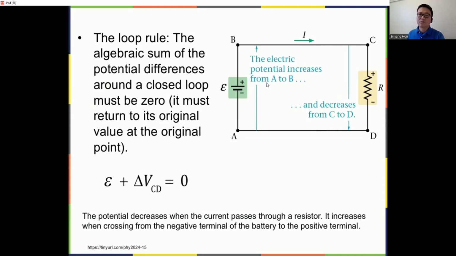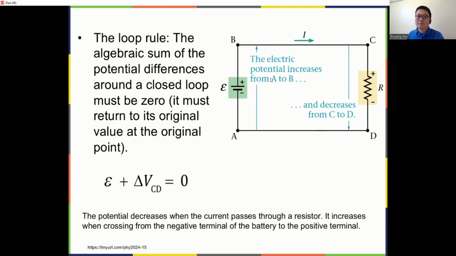When you go through a battery, the voltage changes like this. If you cross the battery from the negative terminal to the positive terminal, your voltage increases. So you will say plus epsilon, whether it's a 6 volt, 9 volt, or 12 volt battery, whatever it is. So plus 6, plus 9, plus 12. And then going through a resistor.